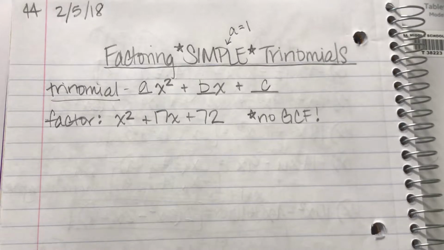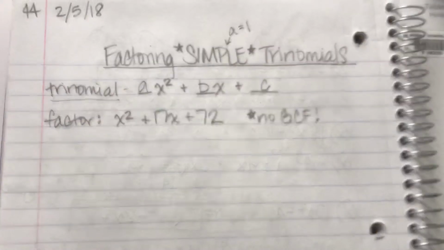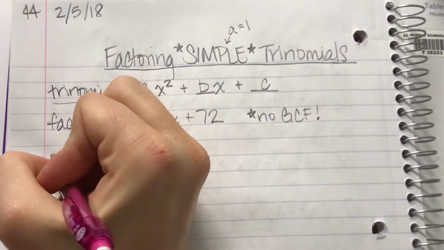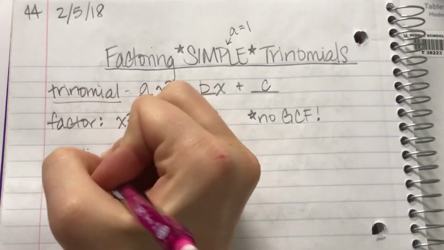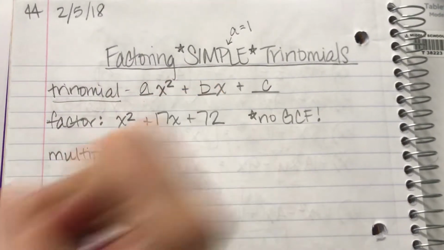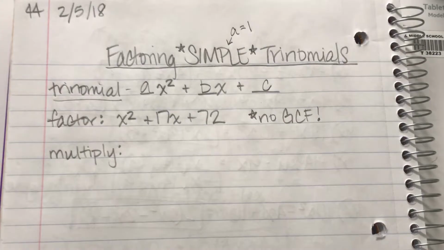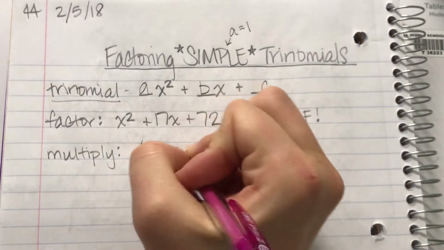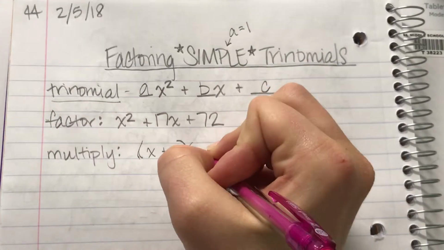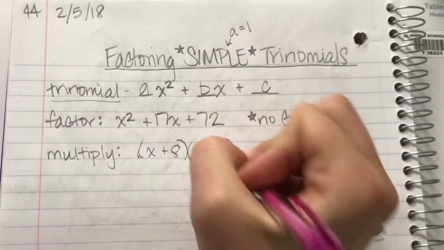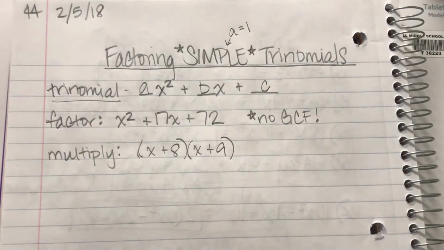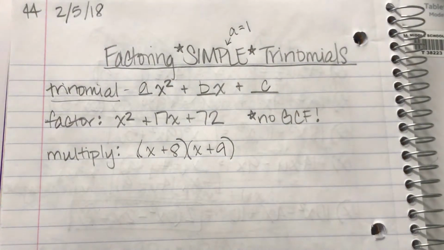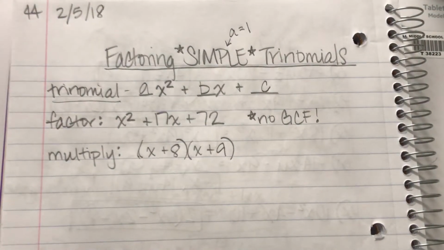So now, shift your brain completely away from that. Ignore that for just a second. Factoring is basically the opposite of multiplying, right? So if I ask you to multiply x plus 8 times x plus 9, a binomial times another binomial, how do I do that? Yeah, I just do the box.